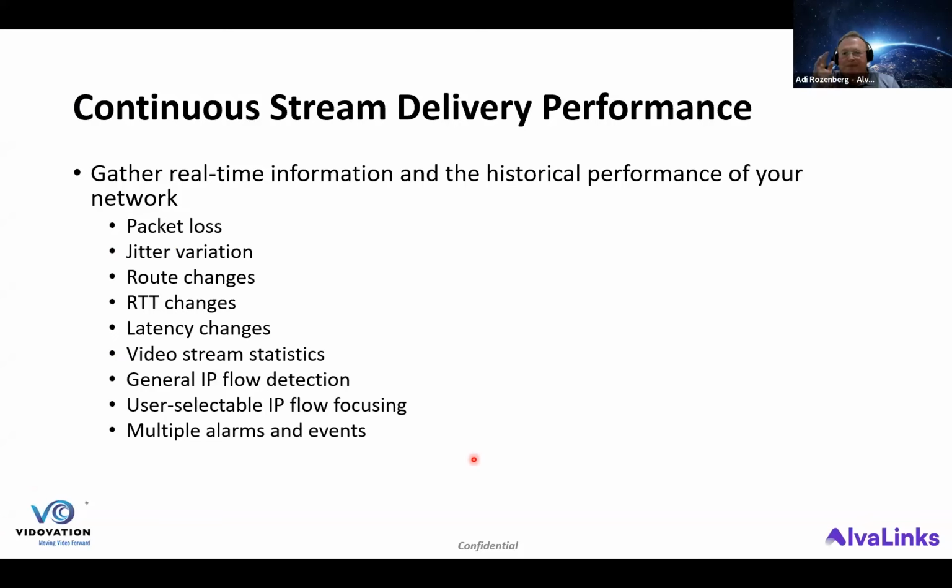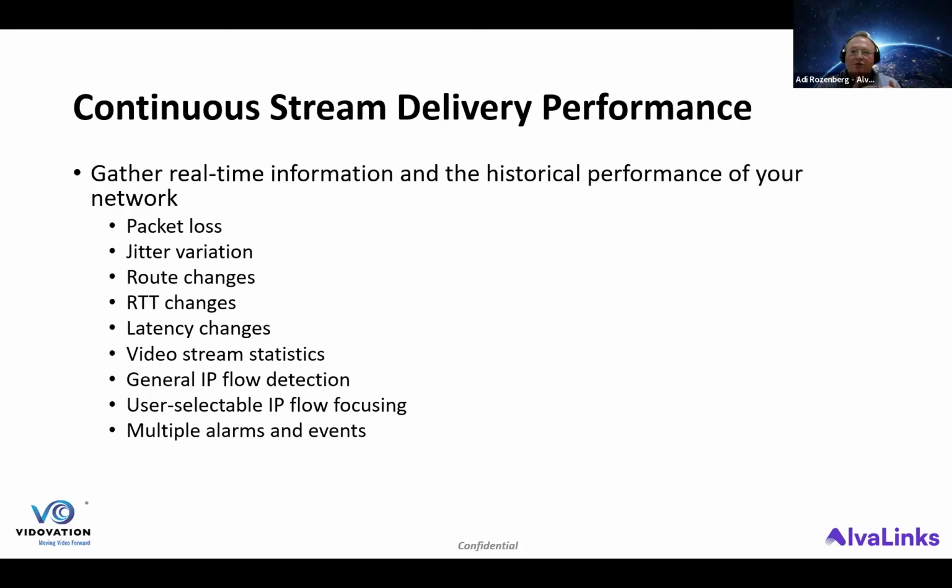So then we come to what we are doing, which is continuous stream delivery performance. We are testing the link. It's not in the previous slide, where we talked about evaluating the link. We're going to a new location, bringing a new service. But we also need to be on top of the circuit service as we are running a 24/7 operation. We need to be on top of packet loss, jitter variation, route changes, all the same problems. We need to be on top of that.